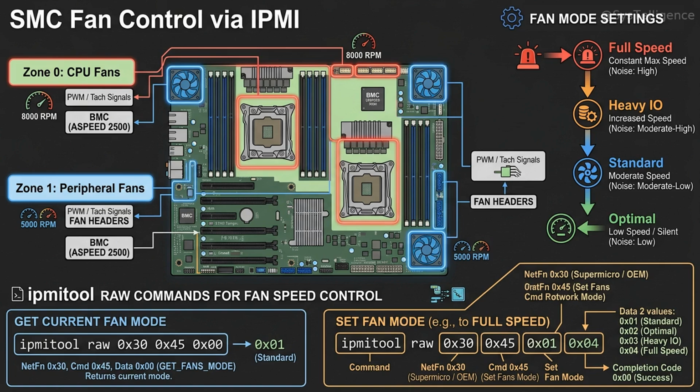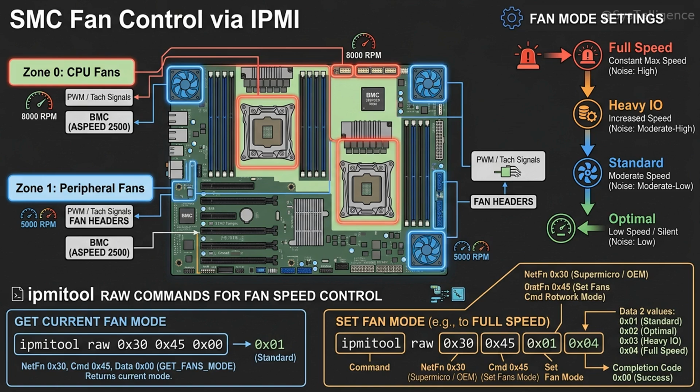Fan control is one of the most unique features of Supermicro IPMI. SMC servers divide fans into zones, Zone 0 for CPU fans and Zone 1 for peripheral fans. You can set fan speed modes using ipmitool raw commands. The raw command 0x30 0x45 0x01 sets fan mode.